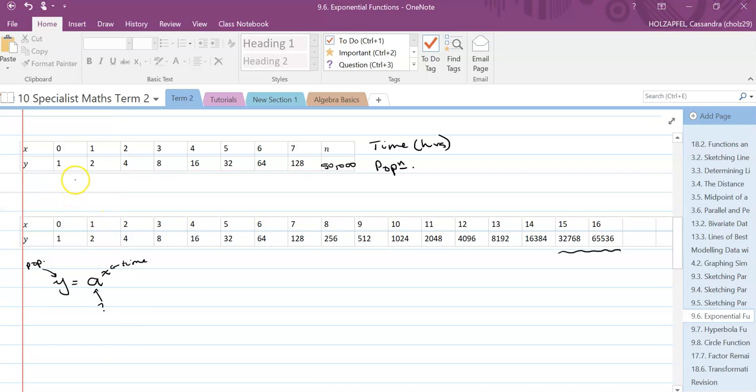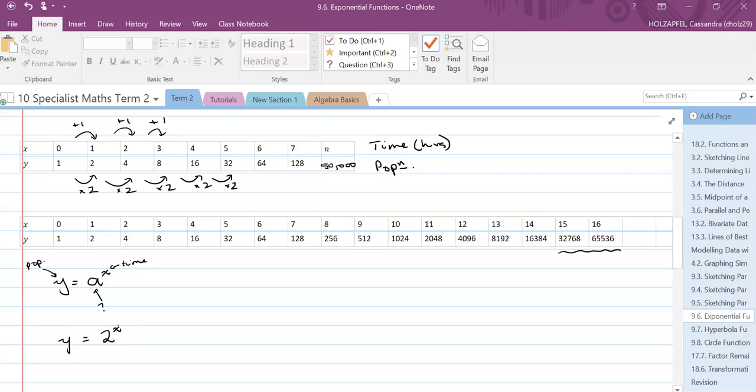Using my table, I can see that for each value of x that's going up by 1, and again, this is going up by 1 and going up by 1, so that's really important, this value for y is doubling every single time. Since this value is doubling every single time, we can write this as 2 to the power of x, because we are repeatedly multiplying this number here by 2. So we can write this formula as y is equal to 2 to the power of x.